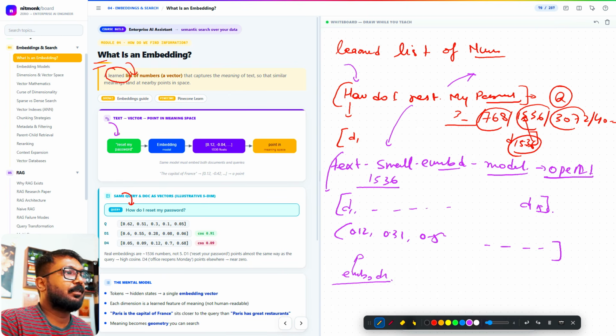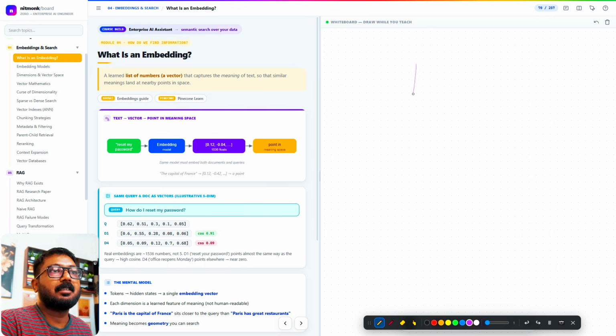So reset my password goes to the embedding model, which generates numbers and points in the embedding space. Embedding space in the sense that we sit inside a multi-dimensional space. So it could be something like this.